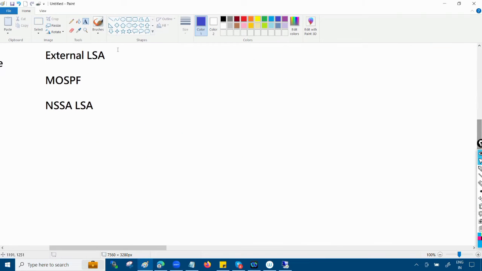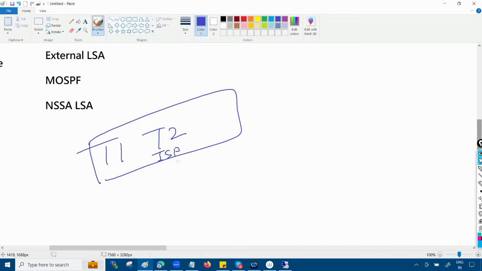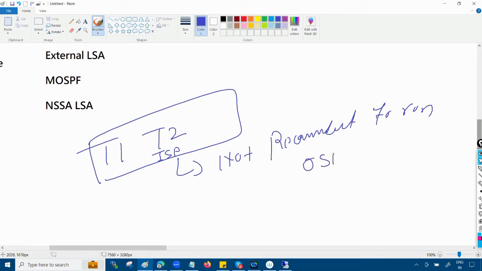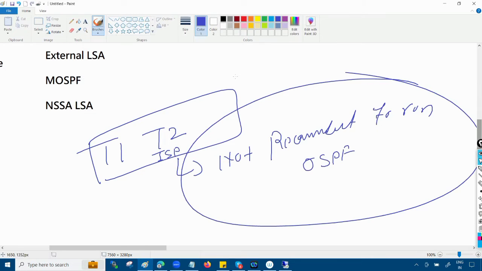Because of this reason, in tier 1 ISPs and tier 2 ISPs, it is not recommended to run the OSPF protocol. So that's our biggest issue. It's not recommended to run OSPF. It's always recommended in tier 1 and tier 2 to use the IS-IS protocol.